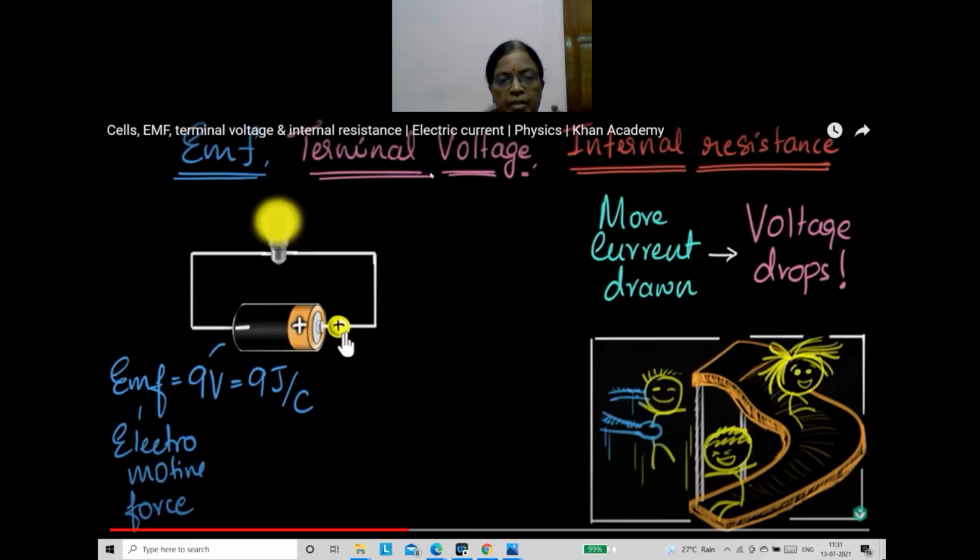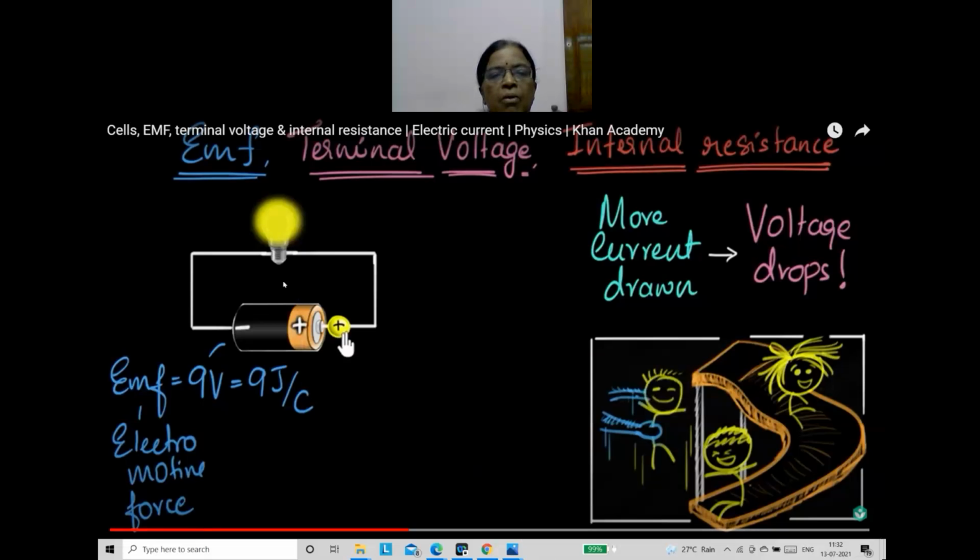So what is the difference between EMF and potential difference? EMF is the potential difference when no current is drawn from it. And what is terminal voltage? It is the potential difference when current is drawn from it. Understand? So there is a relation connecting this EMF and terminal potential difference, children.